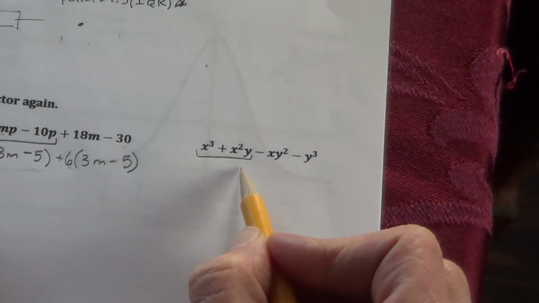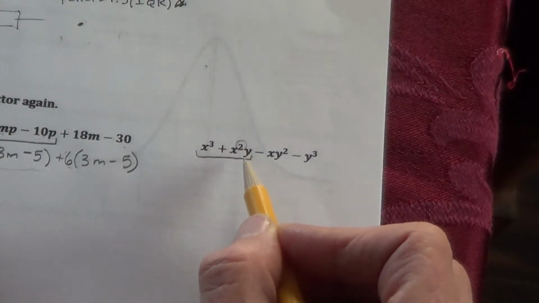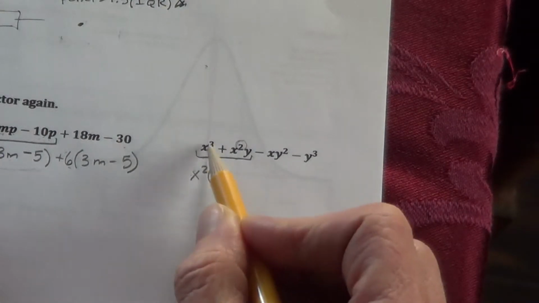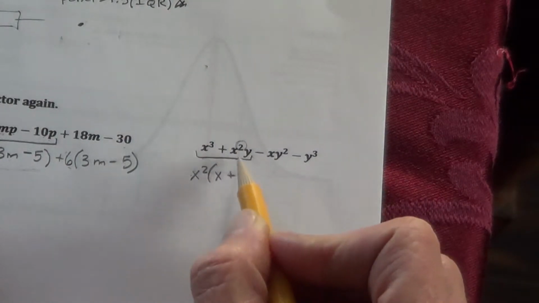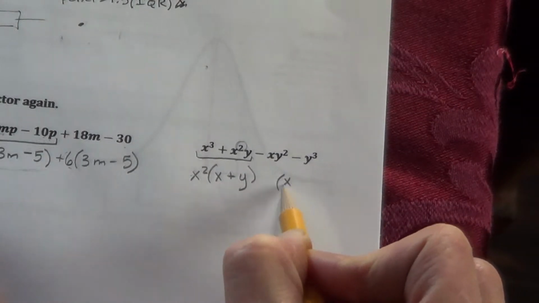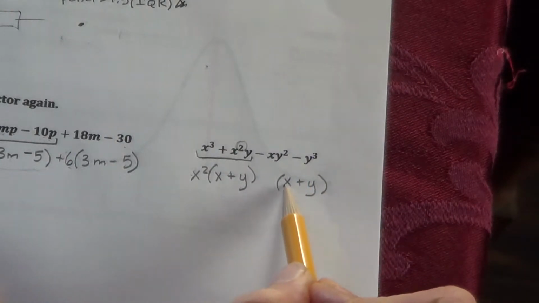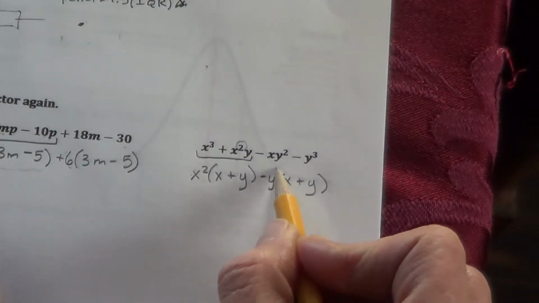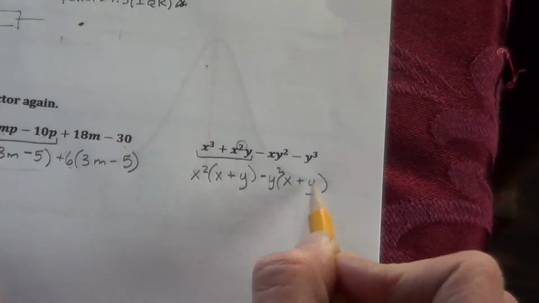Now we go to our next 2 by 2 and we look at what is common here. We have x is common. The lowest exponent on the x is squared, so it's x squared. X squared goes into x cubed, x times. X squared goes into a positive x squared y, y times. Now we take that binomial, write it again right over here, x plus y. And now we ask ourselves, what times x will give me a negative xy squared? That would be a minus y squared. A negative y squared times a positive y would be a negative y cubed.